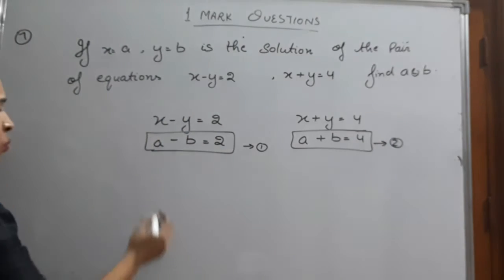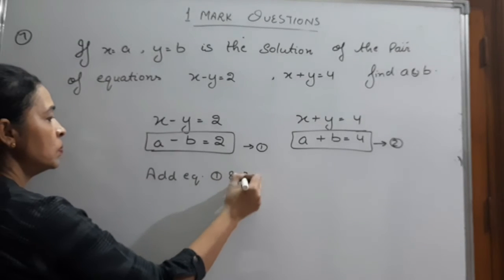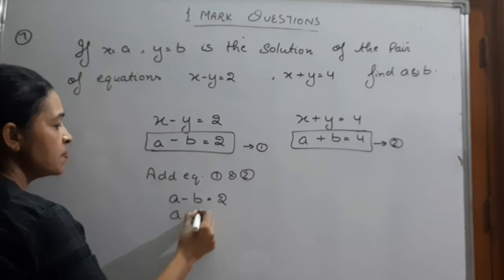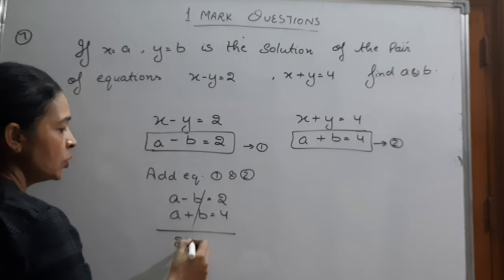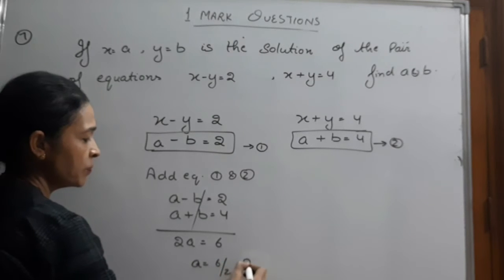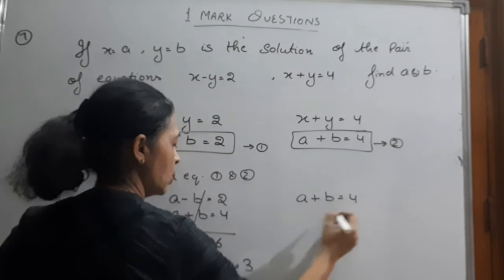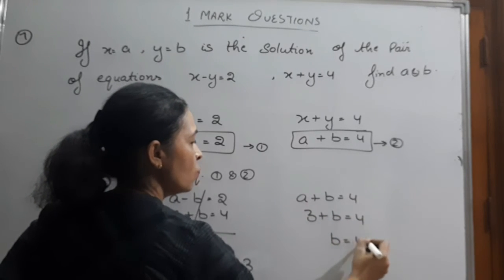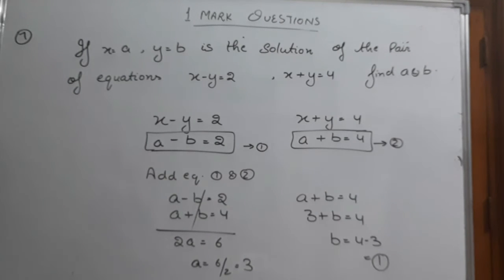This is equation 2. Add equations 1 and 2. a - b = 2 and a + b = 4. b and b get cancelled. 2a = 6 and a = 6/2, that is 3. What about b? a + b = 4. 3 + b = 4 and b = 4 - 3. That is, 1 is the value of b.